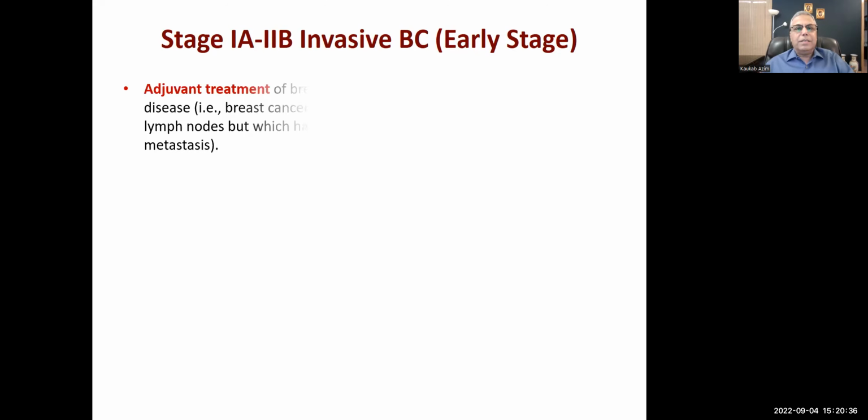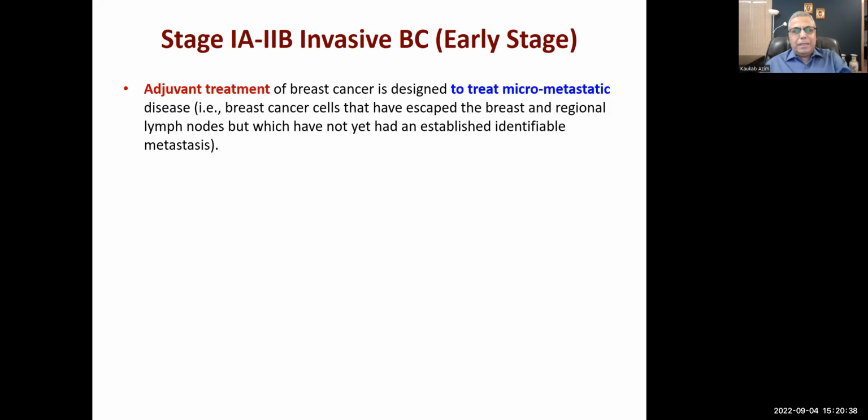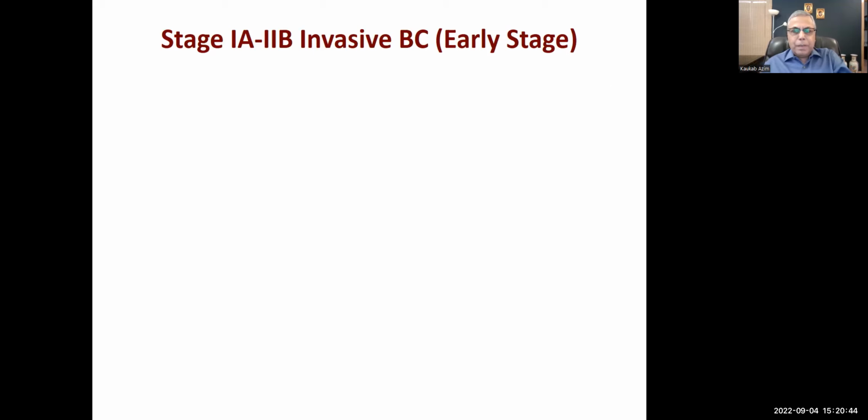Stage 1A, 1B, invasive breast cancer. Again, these are early stage cancers. Adjuvant therapy of breast cancer to treat micrometastasis. Now, adjuvant therapy means that the doctor does the surgery, and after surgery, you give the patient chemotherapy. Which chemotherapy will you give to the patient? That I'll explain in later slides.